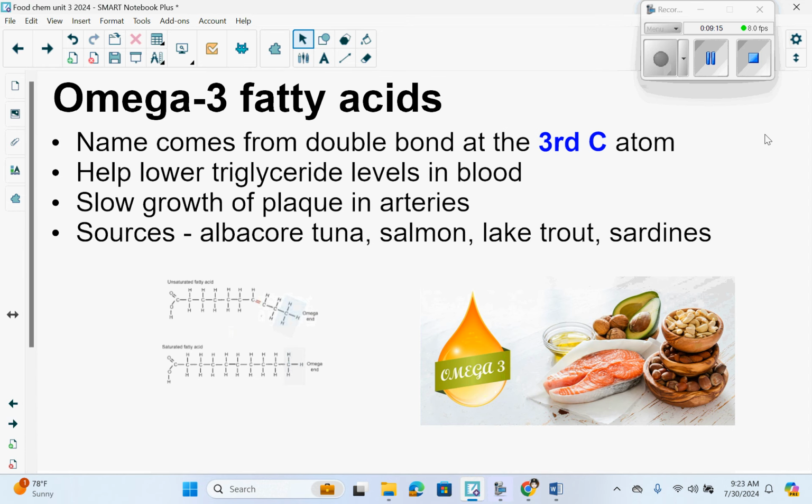Omega-3 fatty acids. The name comes from the double bond at the 3rd carbon atom. These help lower triglyceride levels in the blood. They slow the growth of plaque in your arteries. Some sources of these omega-3s would be albacore tuna, salmon, lake trout, and sardines. So it's that 3rd carbon, if you count 1, 2, 3.